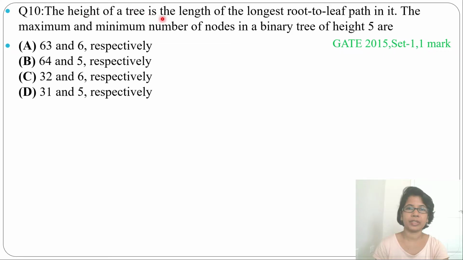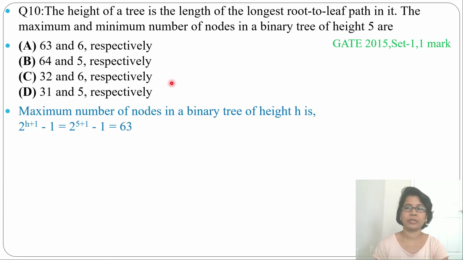The height of a tree is the length of the longest root to leaf path in it. The maximum and minimum number of nodes in a binary tree of height 5 are, so 4 options are given. So actually there is a direct formula. You can just put the height there and you can find. I already discussed in the binary tree introduction lecture how to find the maximum number of nodes and how to find the minimum number of nodes if the height is given. So we'll just use that.